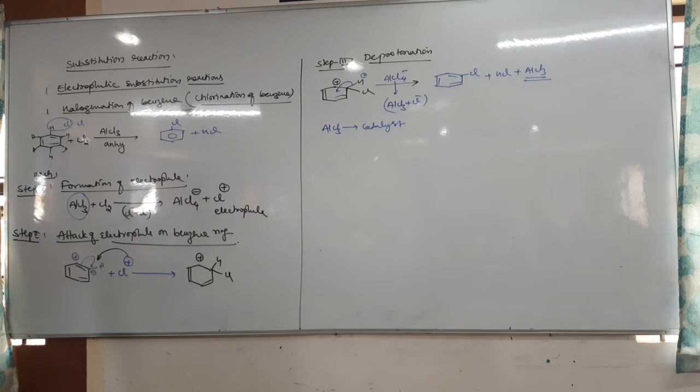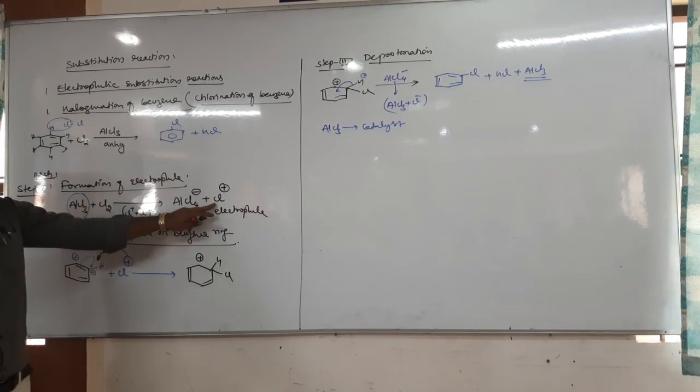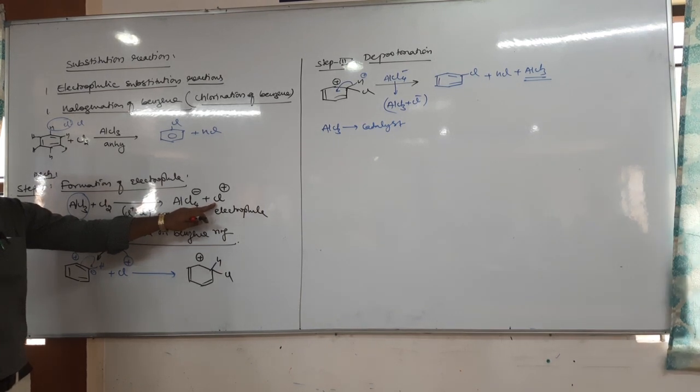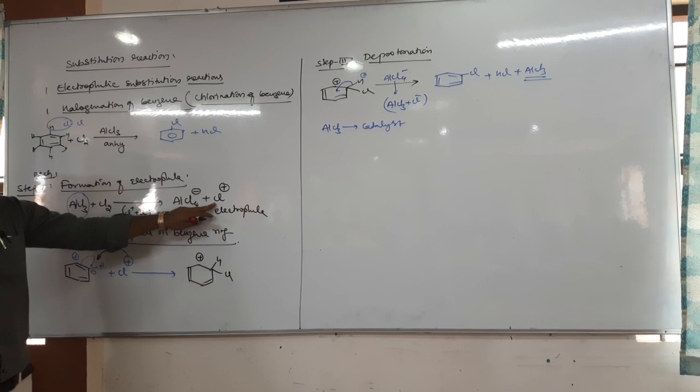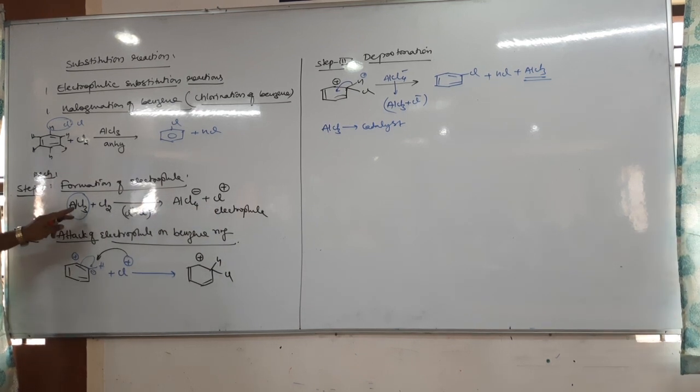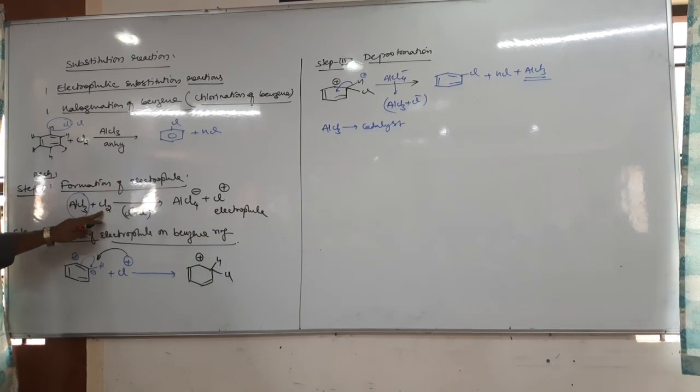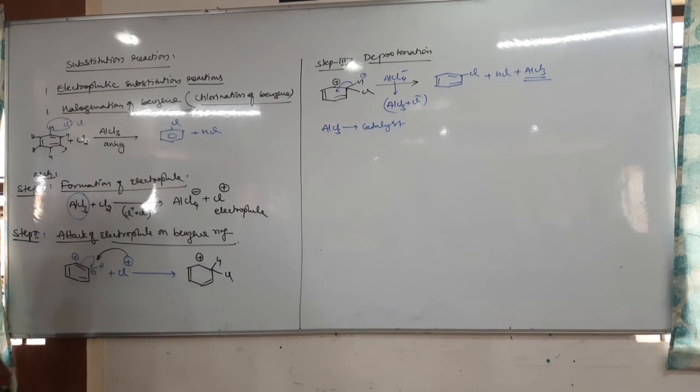First, in halogenation of benzene, what is the electrophile? Cl plus, that is X plus. The electrophile is X plus, the halonium ion. What is the reagent? AlCl3 and Cl2, or X2. Okay.